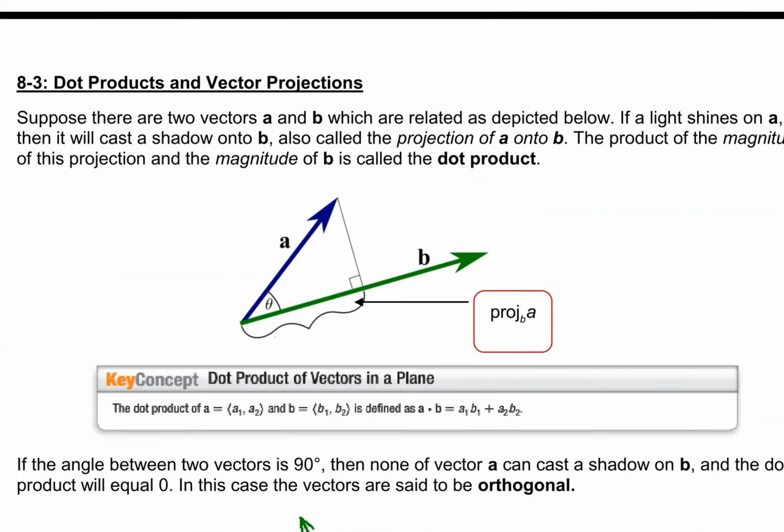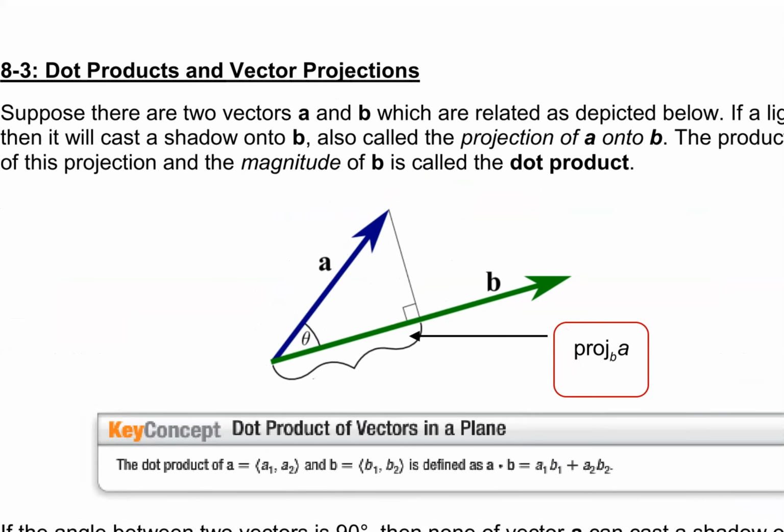Alright, here's the screencast for 8.3 Part 1, dot products and vector projections. In the previous two lessons, we talked about what vectors are, what vector components are, and how to add and subtract vectors. Now, we know how to multiply a vector by a scalar, a number, but it's a little different when you're multiplying two vectors together. You have to use something called a dot product.